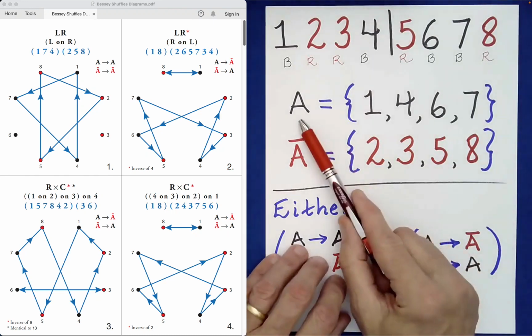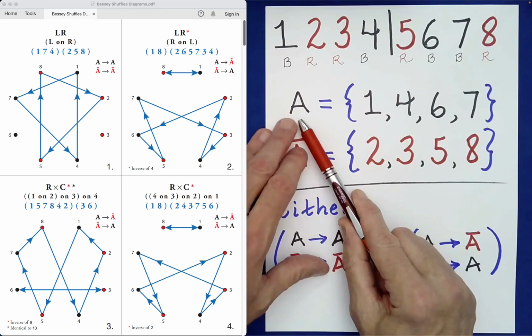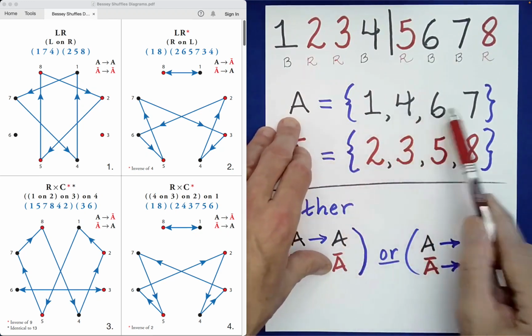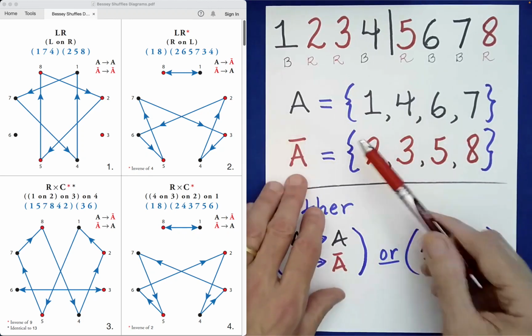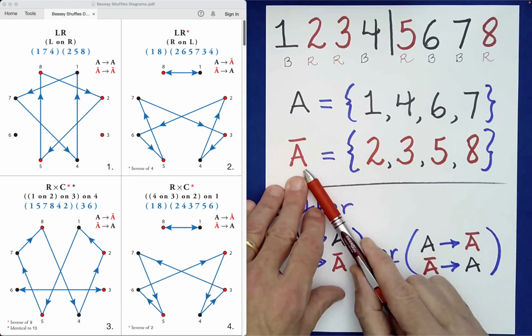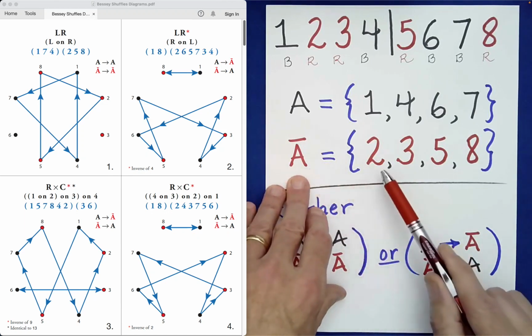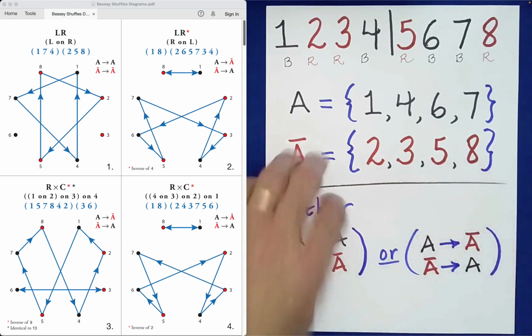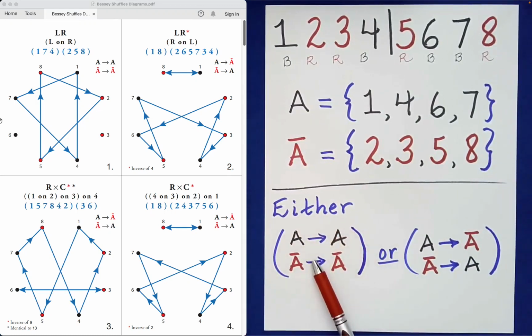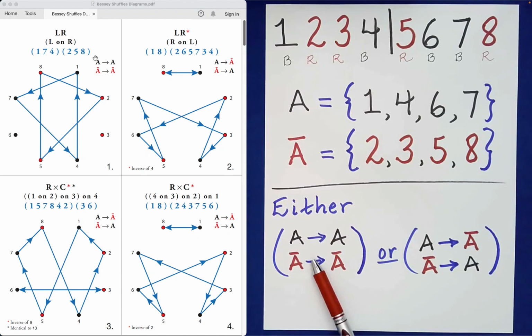And here I've identified a set A as consisting of the positions 1, 4, 6, 7, and its complement, that's what the bar means, the complement of A, consisting of the positions 2, 3, 5, 8. Now what this means here, and it's also found on the top left-hand side of the screen, if you can see the hand moving on the left, in each corner I have a little diagram.